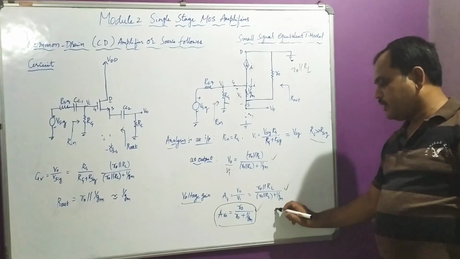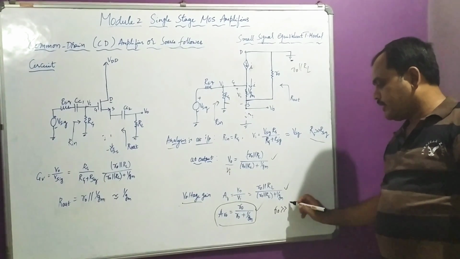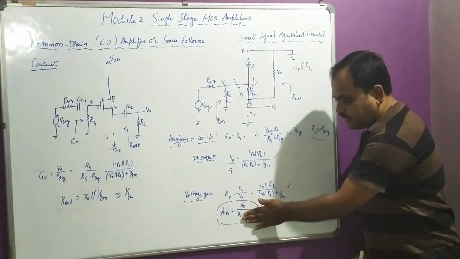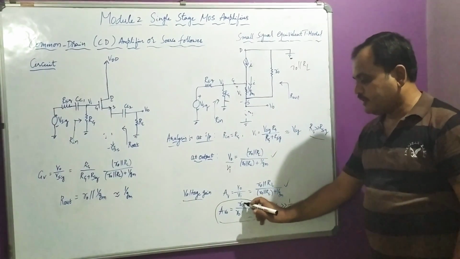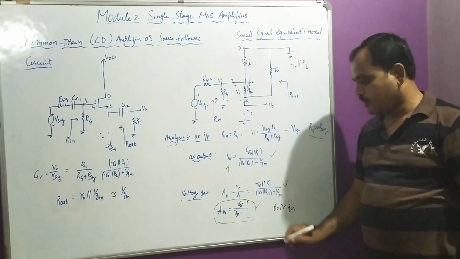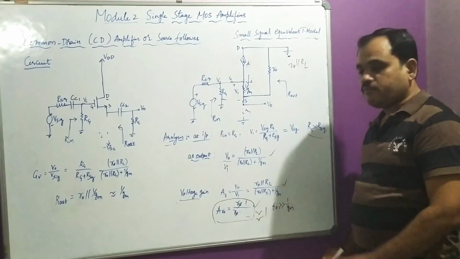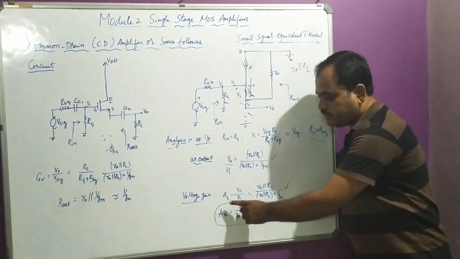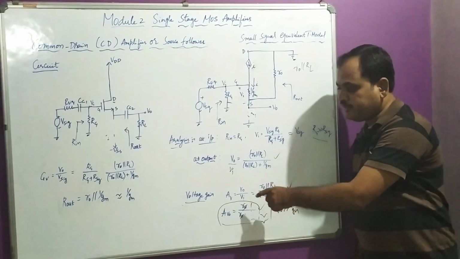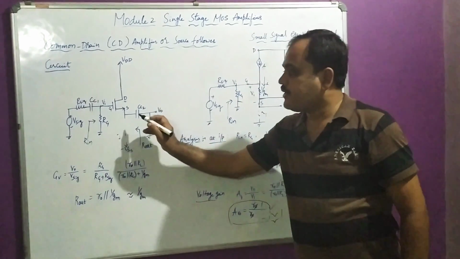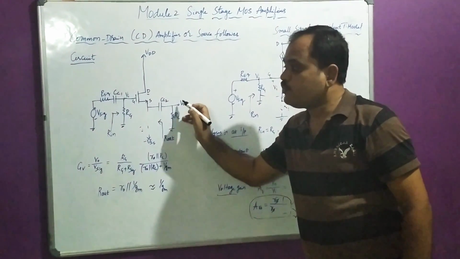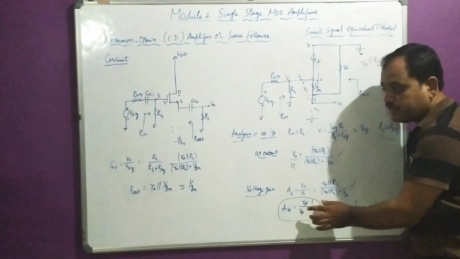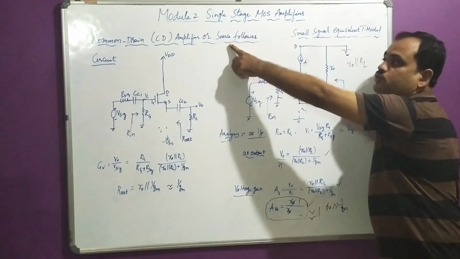Now just observe, if I say R0 is greater than 1 by Gm, I am eliminating 1 by Gm, it gets cancelled, and you will get 1. Approximately equal to 1, but not equal to 1, it will always be less than 1. When the gain is approximately equal to 1, straight away I am saying, at this source terminal, the output follows the input.